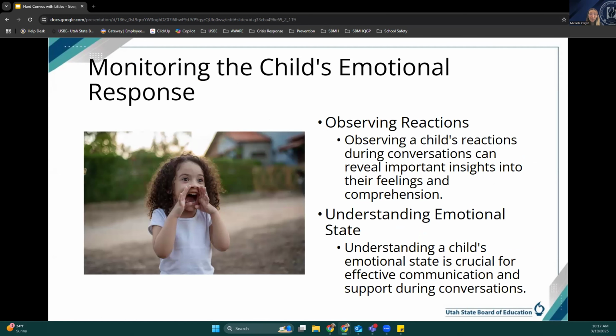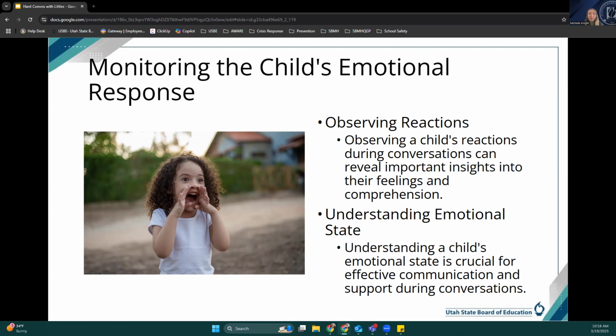We also want to keep an eye on how the child reacts to the conversation, as this can provide valuable insight into their understanding as well as their emotional state. But again, we want to be careful not to make inferences on what they are thinking and feeling. We don't want to attribute meaning to their reactions, like, oh, they're depressed because they said they were sad. We want to make sure we're taking notes on the student and using factual observations when taking notes.